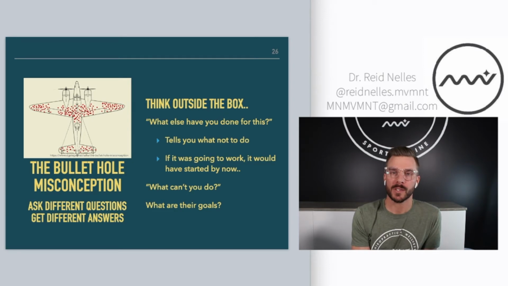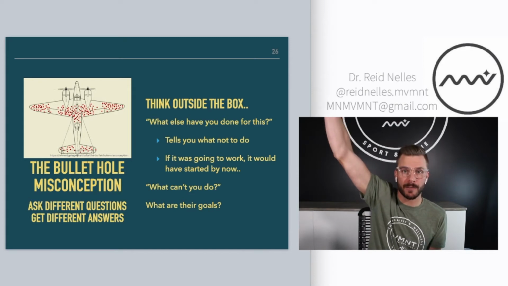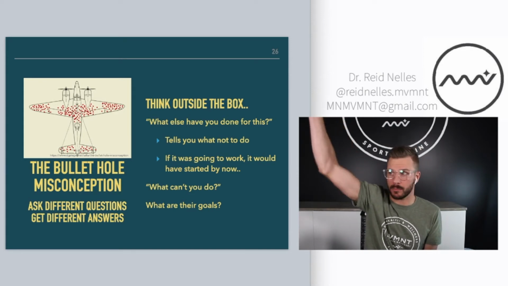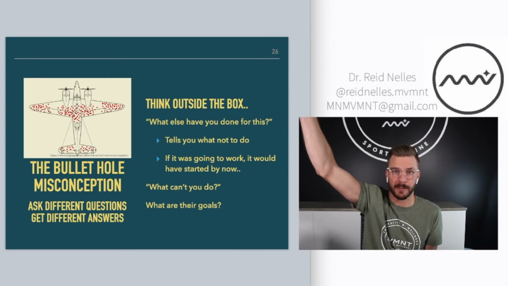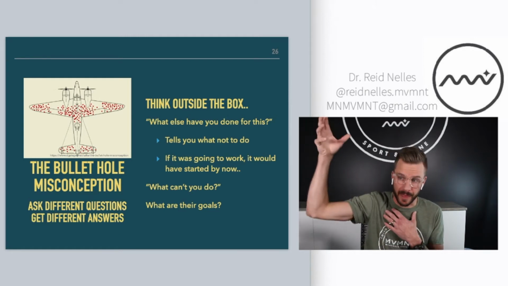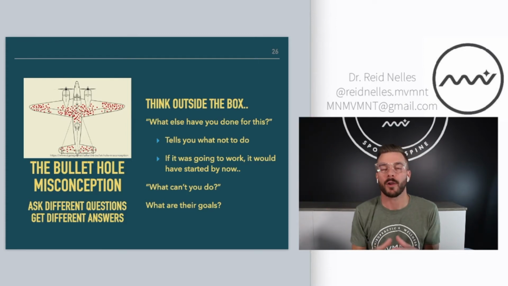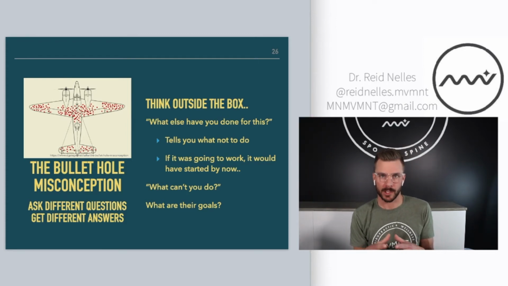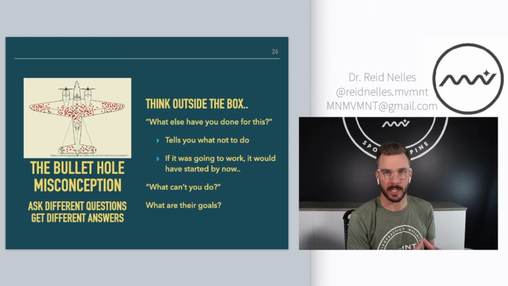AKA, what's the worst thing you can do? That's your objective outcome measure, right? If it hurts your shoulder to reach up overhead to grab a jar of cookies every night when you want to eat cookies, well, this is your assessment and screen and your orthopedic test specifically, which we'll touch on in a second. But this is your goal now, reaching up to that jar of cookies. Okay, what are their goals is a very crucial question to be asked. So this bullet hole misconception is ask different questions, get different answers.